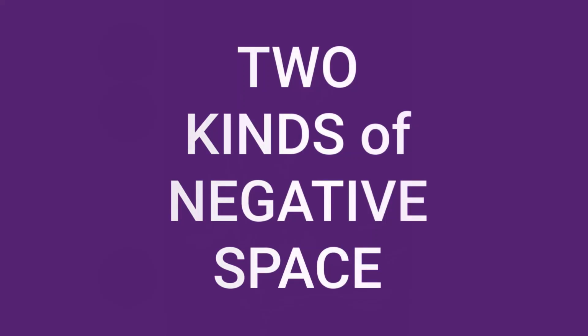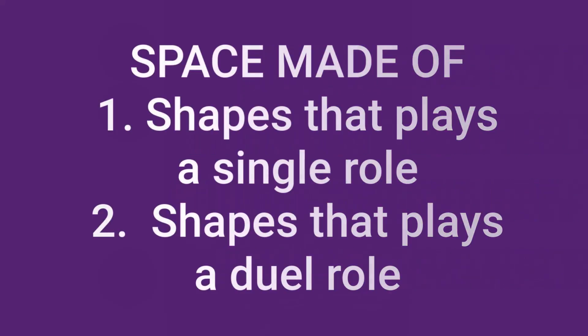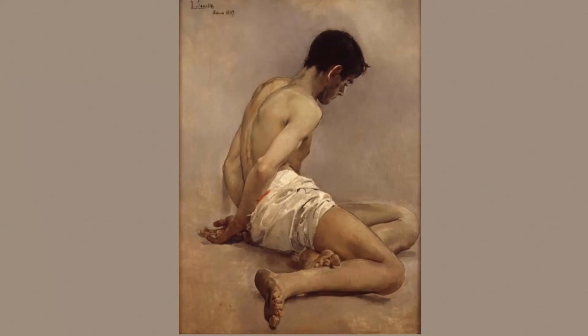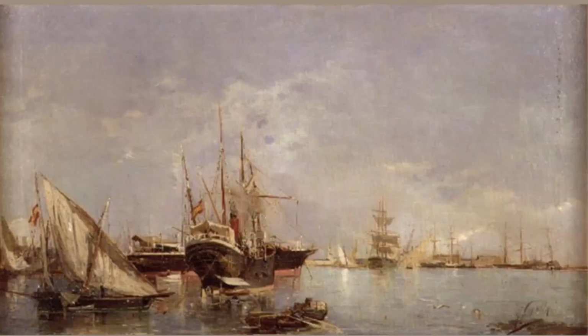One thing that's sometimes confusing to painters is that there are really two kinds of negative space. Space made of shapes that play a single role in the painting, and shapes that play a dual role. In Sorolla's painting of the boy we've been looking at, the negative space really plays a single role. It doesn't take on an image of any kind, but simply is a space for the figure to live in, an environment for it. But in his seascape, every shape in the seascape plays a dual role.